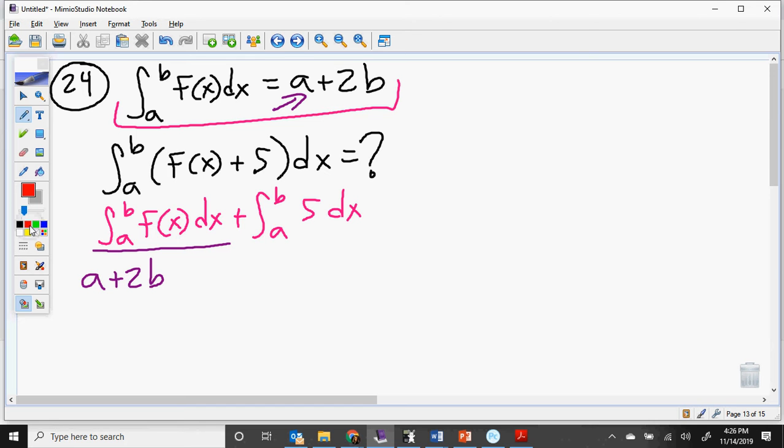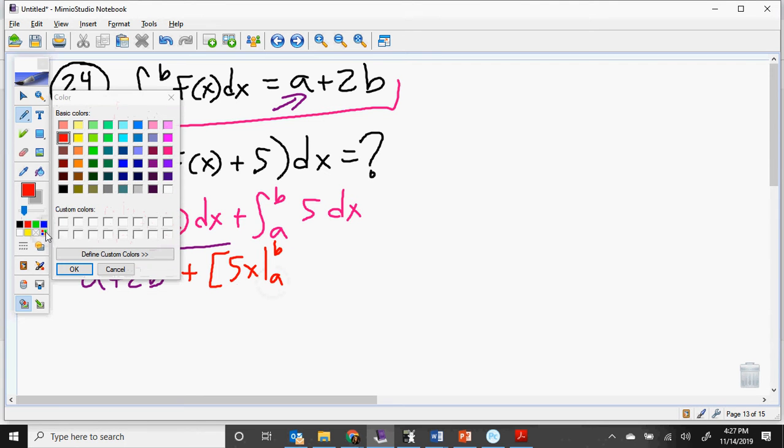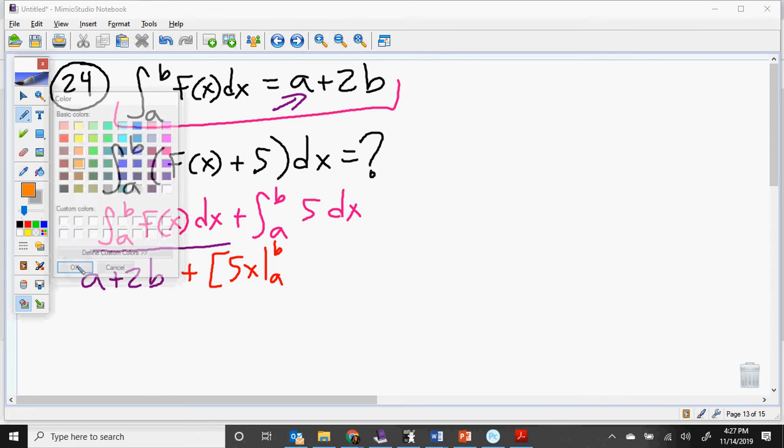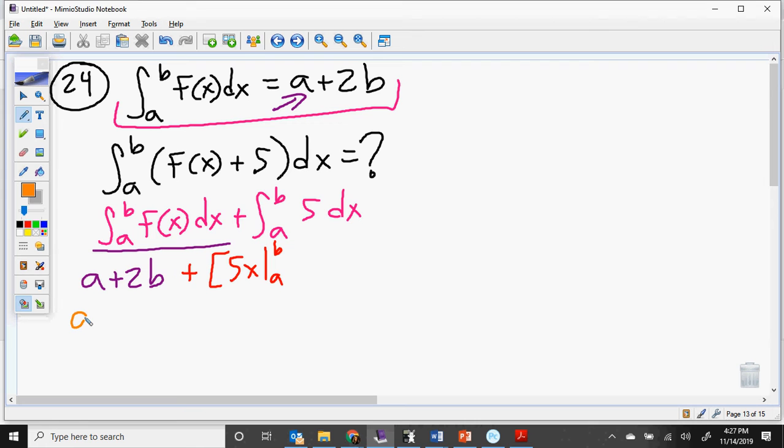Well, integral of 5. Let's see. What's the integral of 5? 5 is a constant. Integral of a constant is multiplied by x. So 5x from a to b. Alright, so we have a plus 2b plus this over here. Well, we plug the top one in. So that would be 5b minus, we plug the bottom one in, that would be 5a.